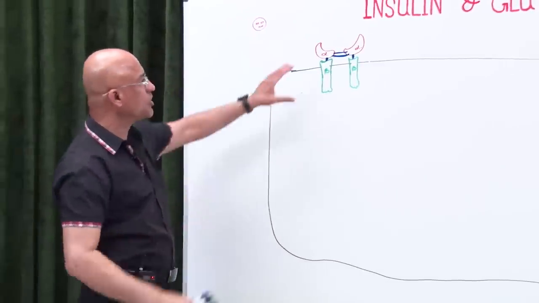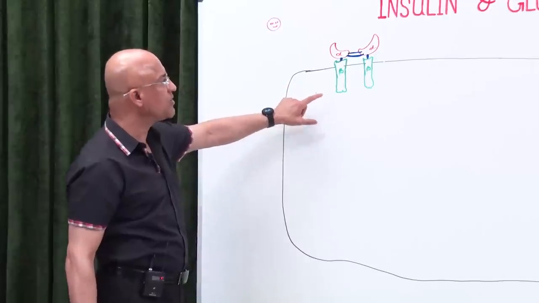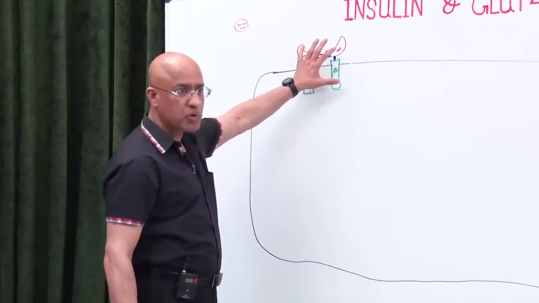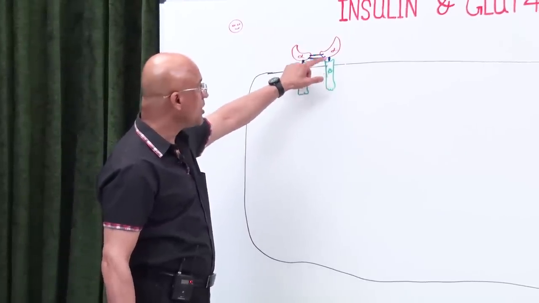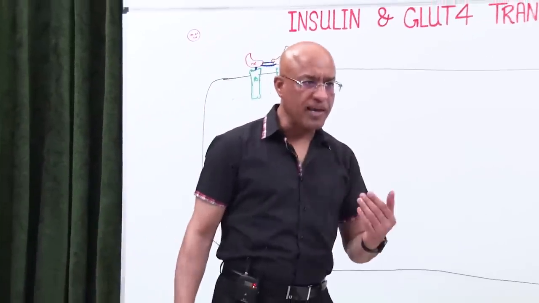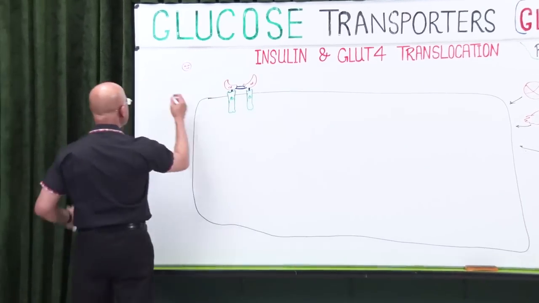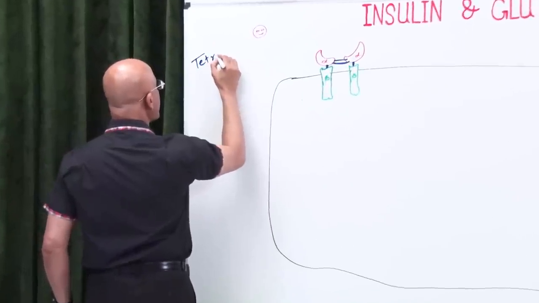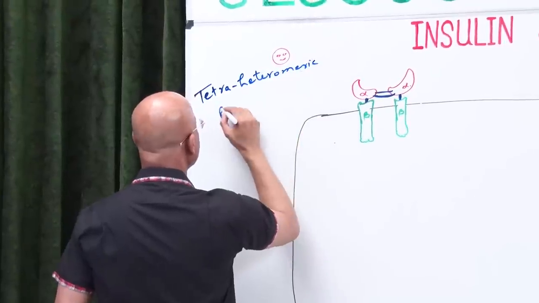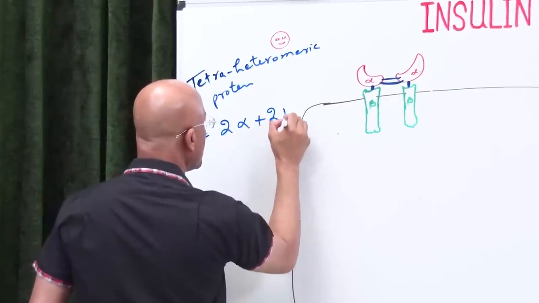Now, this is the basic structure of the insulin receptor, which has two alpha chains and two beta chains. So, we can say basically the insulin receptor is a tetrameric protein. And because it is made of different types of peptides, we say it is a tetraheteromeric protein, consisting of two alpha units plus two beta units.